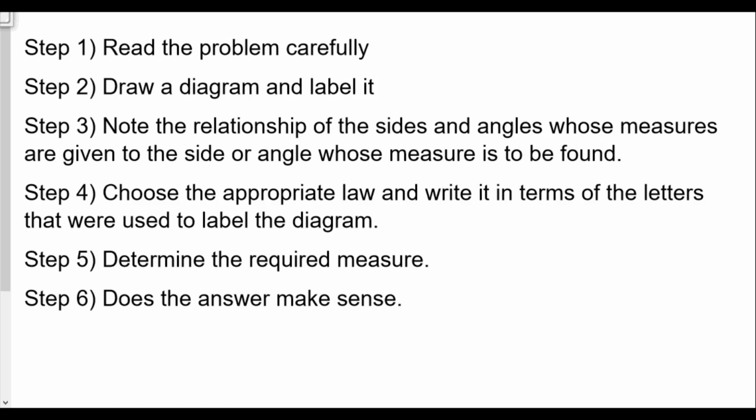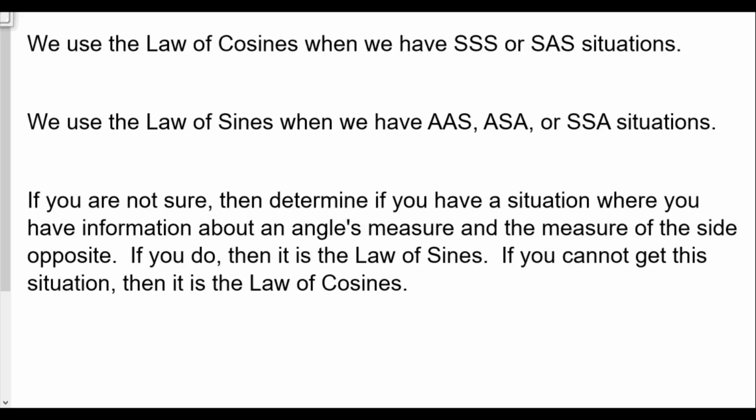Well, based upon the information we have of the triangle, we talk about the same way we described different ways to prove triangles congruent. So here, we use law of cosines when we have a side-side-side or side-angle-side situation. Side-side-side means we know all 3 sides of the triangle but don't know any of the angle measurements. Or if we have 2 side measurements and the measure of the angle included in between the 2 sides, then it would definitely be law of cosines.